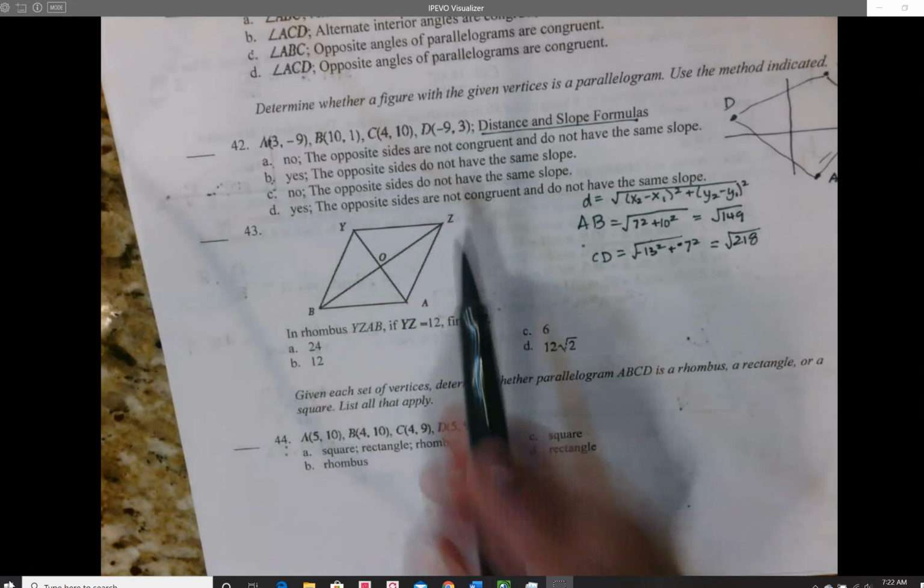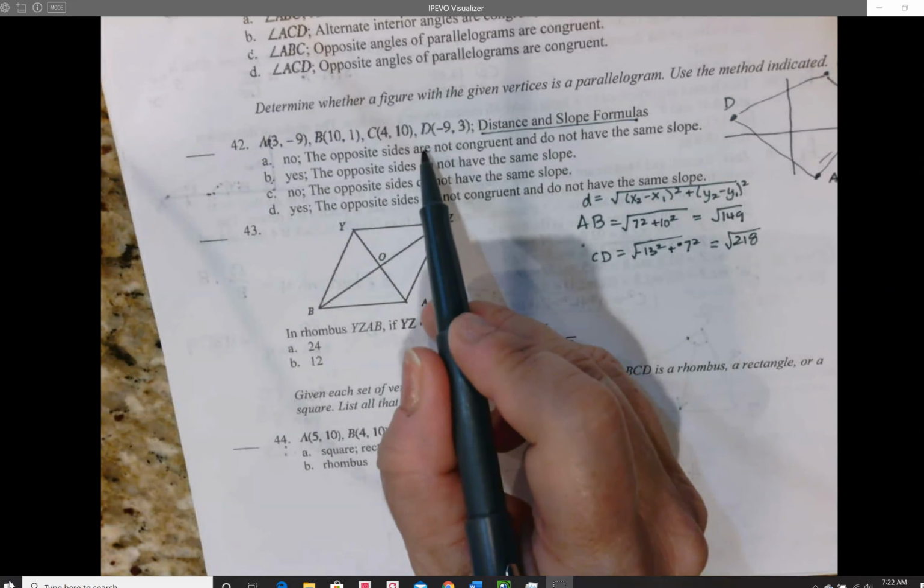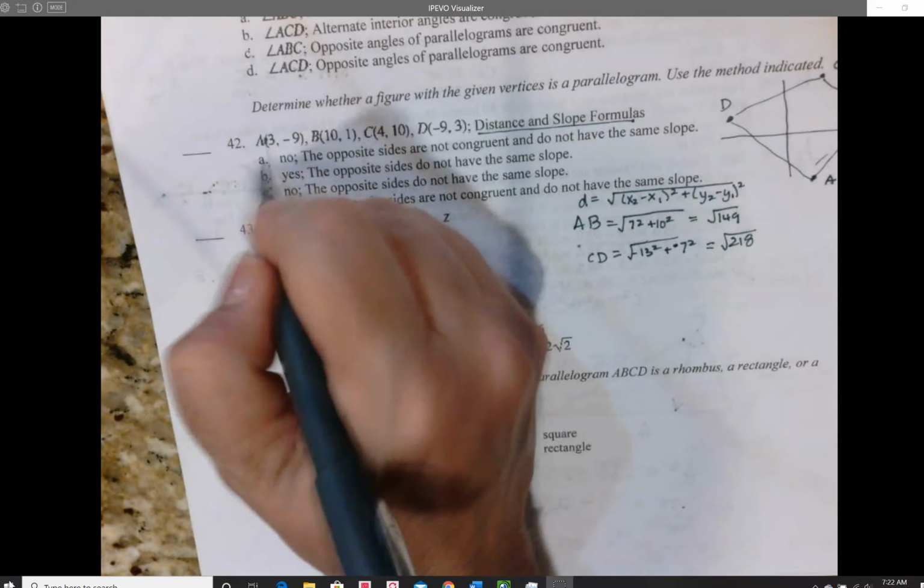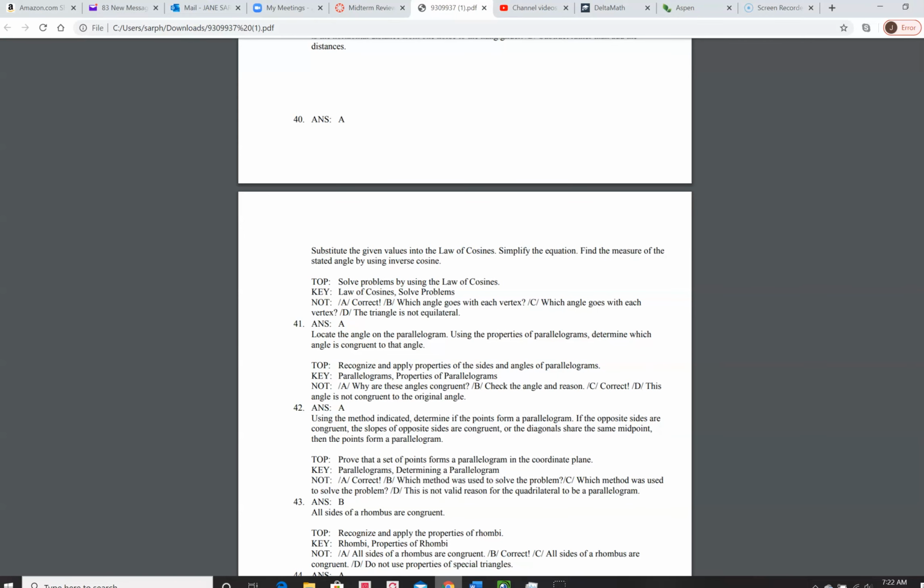So the opposite sides are not congruent, so I can stop right there. And then let me just check my answer to make sure I didn't make some kind of a mistake. A. Okay, I'm good.